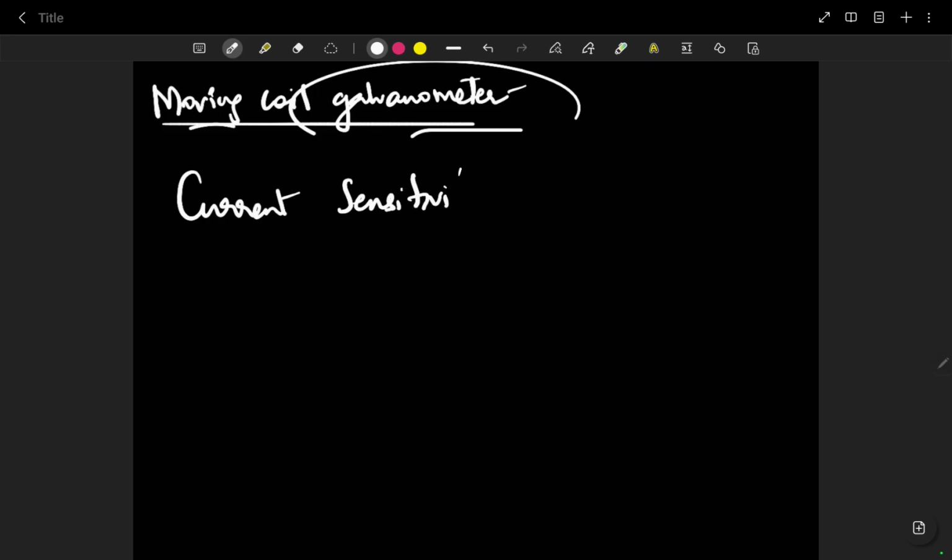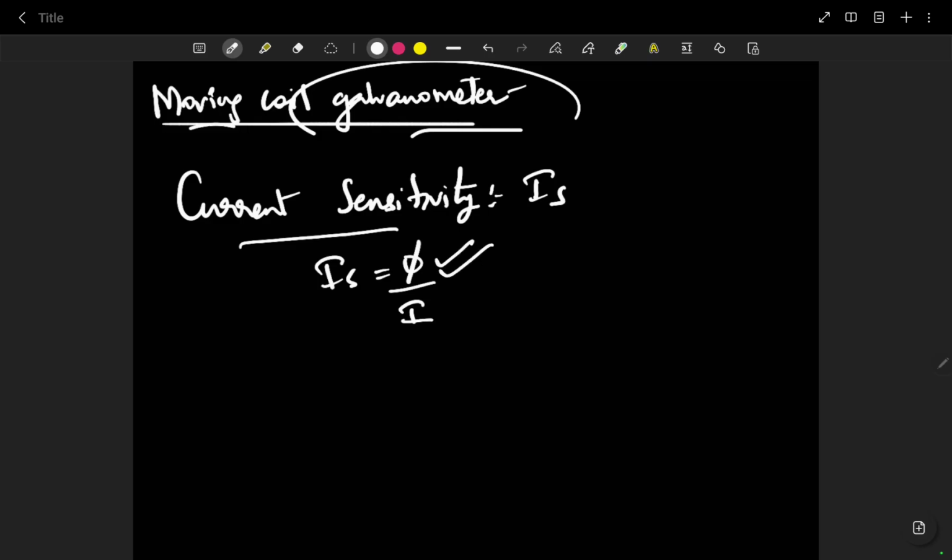One is current sensitivity. The name itself suggests that it is the deflection produced in the galvanometer when a unit current is flowing through it. It is denoted by Is. So basically Is is equal to phi by I. As I told you, it's the deflection, right? This is the deflection produced in the galvanometer, obviously, when a unit current flows through it. So that is the current sensitivity. You will also see a similar expression in your textbook, which is NBA by K, right?